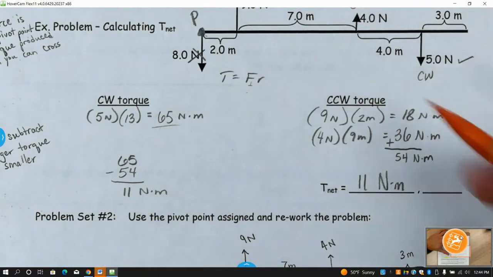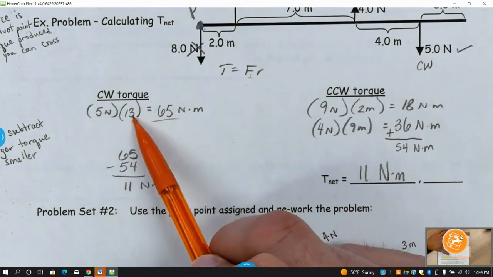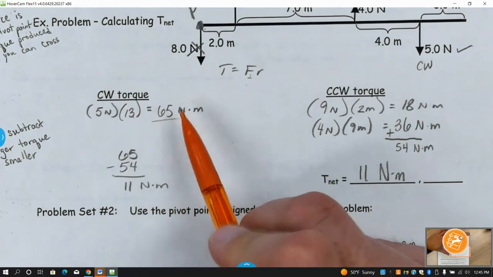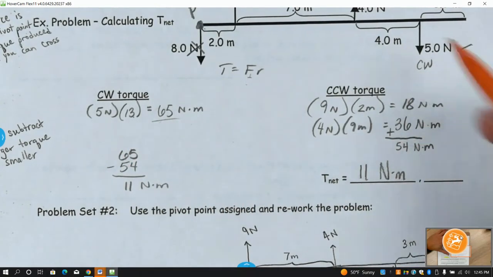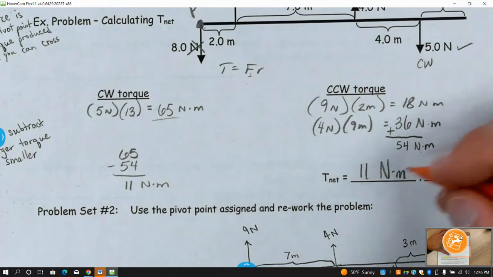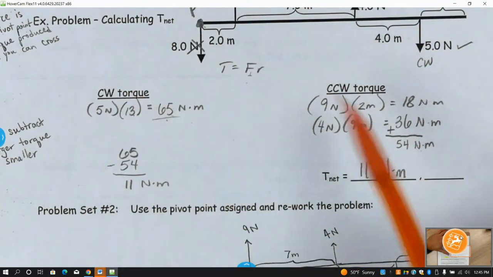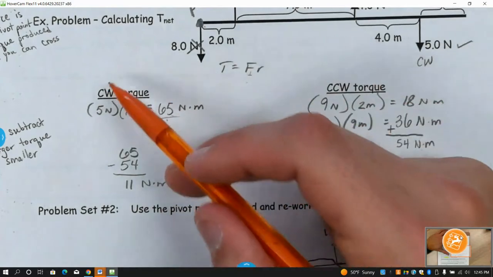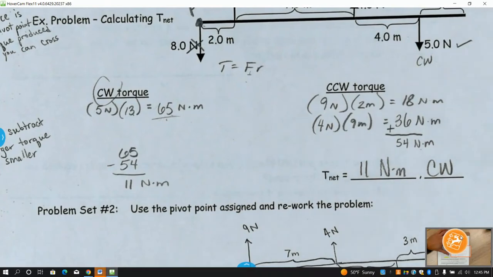To receive full credit on your quiz, you need to do what I just showed. Force times however far away it is. Figure out your total for that one. If there are multiple, add them. Once you have the total clockwise and counterclockwise, you subtract to get the remaining value. The direction, whether CW or CCW, depends on which one had the larger value. Since 65 is greater than 54, the direction will be clockwise.